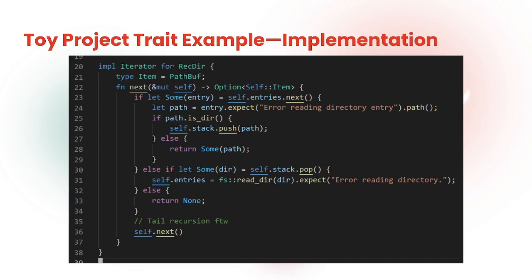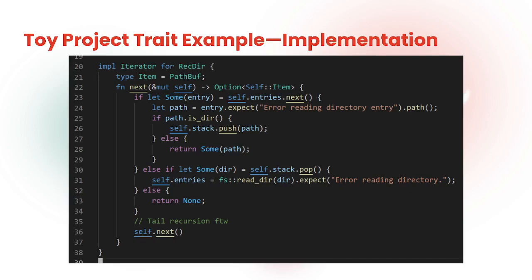The first thing I need to do is define the type of the item in the iterator, so what items this iterator is going to give me. In this case, it's a path buffer, which is a structure that represents a file path. Then, in order to implement iterator, I also need to implement a next function for rector. This next function takes a self reference and returns an optional object of type item, which is again path buffer, as we defined up here.